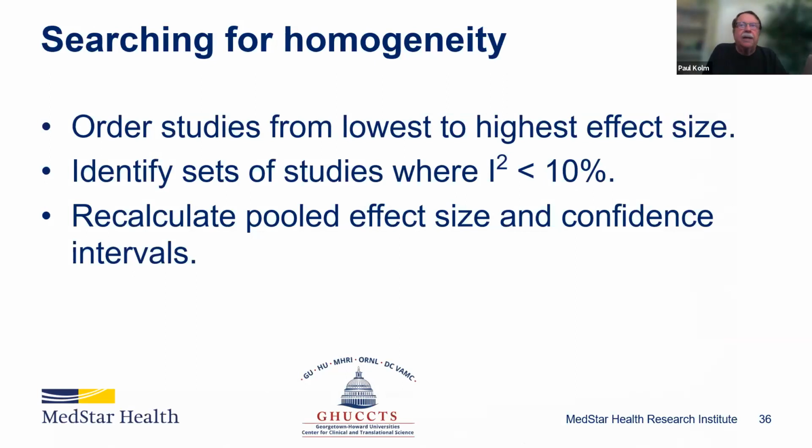And so what I would like to do is see if I can identify sets of studies where the I-squared is, in this case, I took sort of 10% as a cutoff. 10% or less. Other investigators might use a different cutoff, but one that you'll particularly see is 25%, that studies with an I-squared below 25% are considered more or less homogeneous. And then what I did is recalculate the pooled effect size and then the confidence intervals.